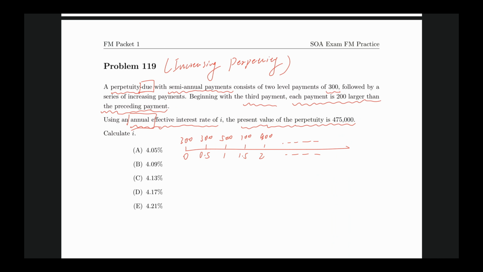Okay, so let's try to set up an equation. But before we do that, since each payment happens every half a year, the i here is not the best thing to deal with. So in fact, we want to find the effective interest rate semi-annually first, and then we can use it to find i. So maybe I can let j be the effective interest rate semi-annually.